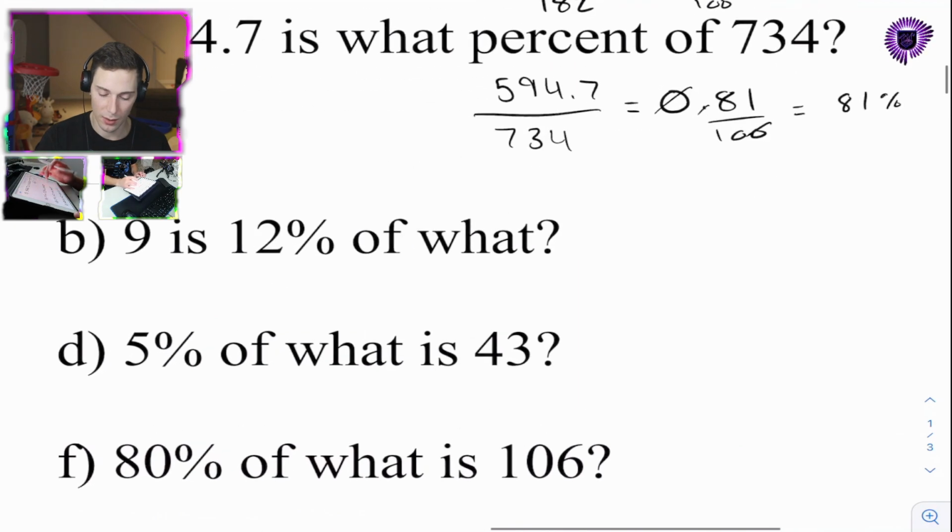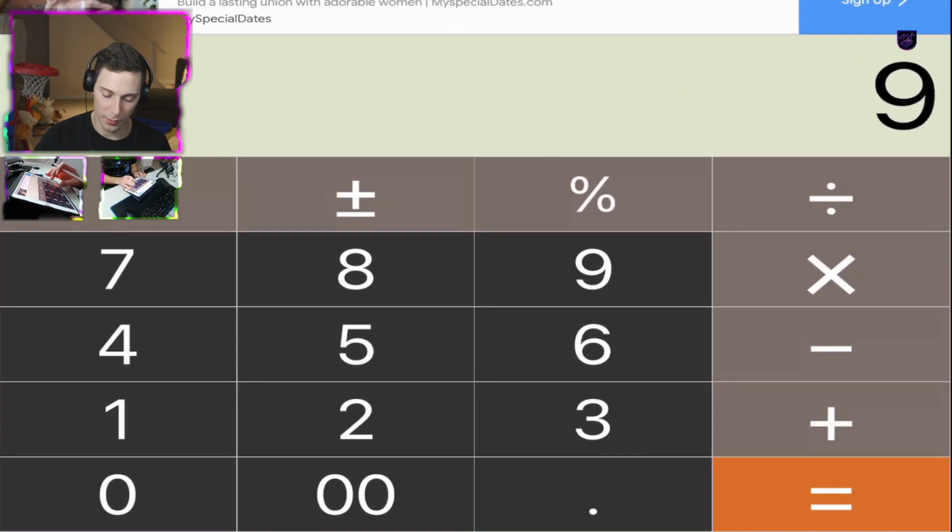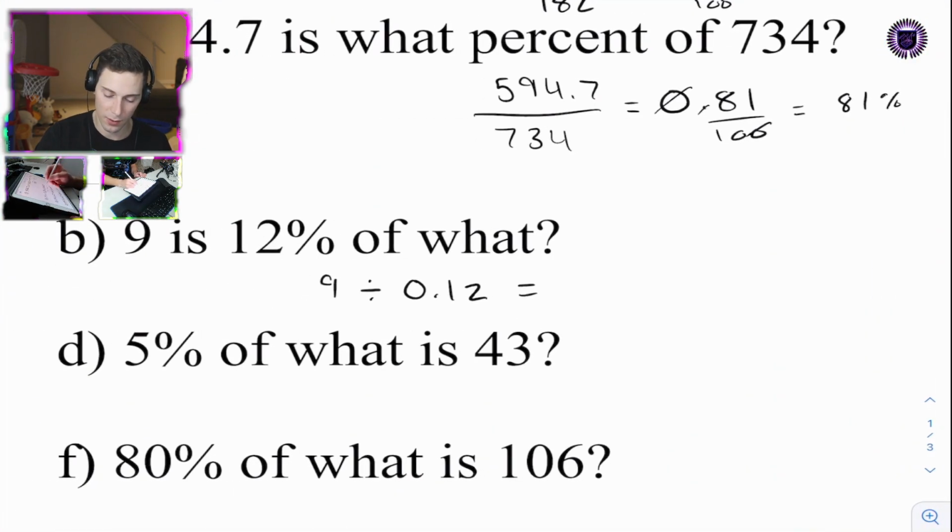3b. 9 is 12% of what? So 9 divided by 0.12 equals 75. Right on the nose. 75.